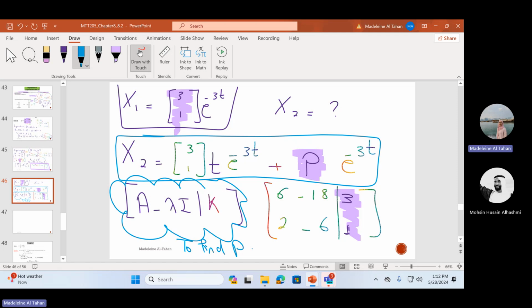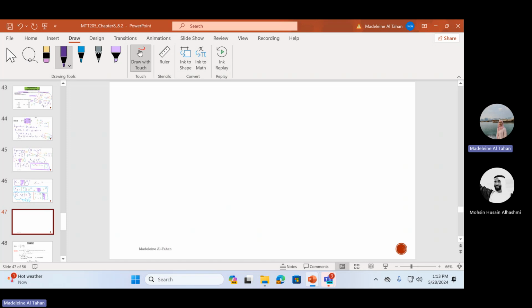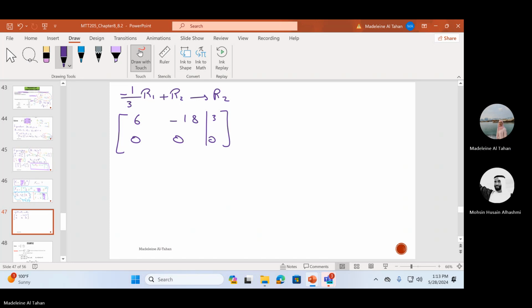Okay, as we solved it in linear algebra, we will solve it, right, Miss? Okay, how will we solve it? So we will use negative 1 over 3 R1 plus R2 gives R2. Is the first row changed, Miss? The second row, when we are finding P, we should get a row of zeros because it has to be solved. Okay, Miss?